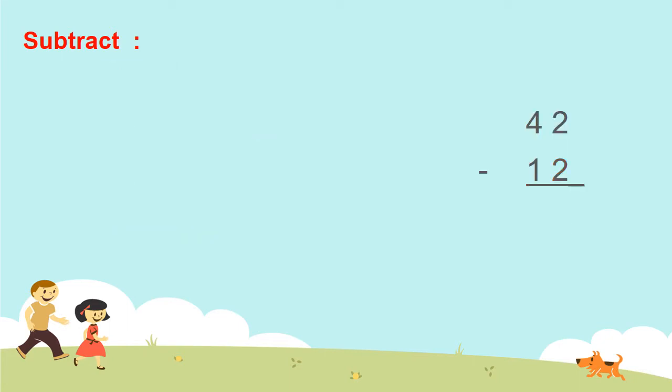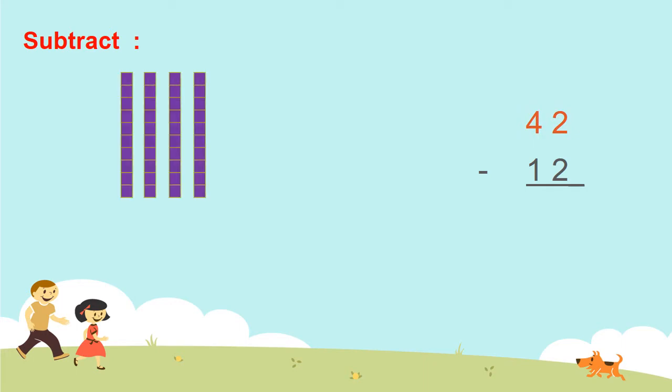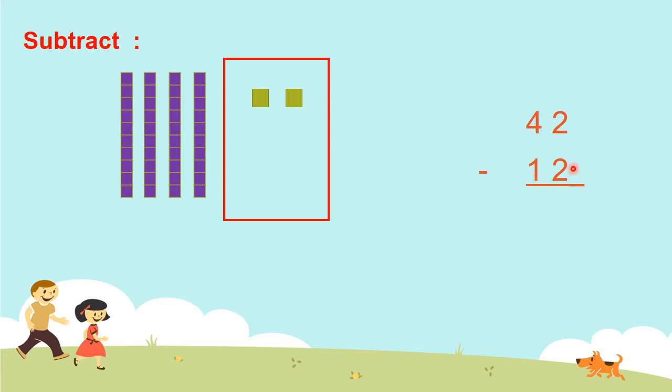Now 42 minus 12. First I'm going to represent 42. Yes, 4 tens and 2 ones. Now I want to subtract 12. I want to remove 12. Now I'm going to start with the ones. 2 remove 2. So I have only 2. I'm going to remove them. Take away 2. Okay, look at that.